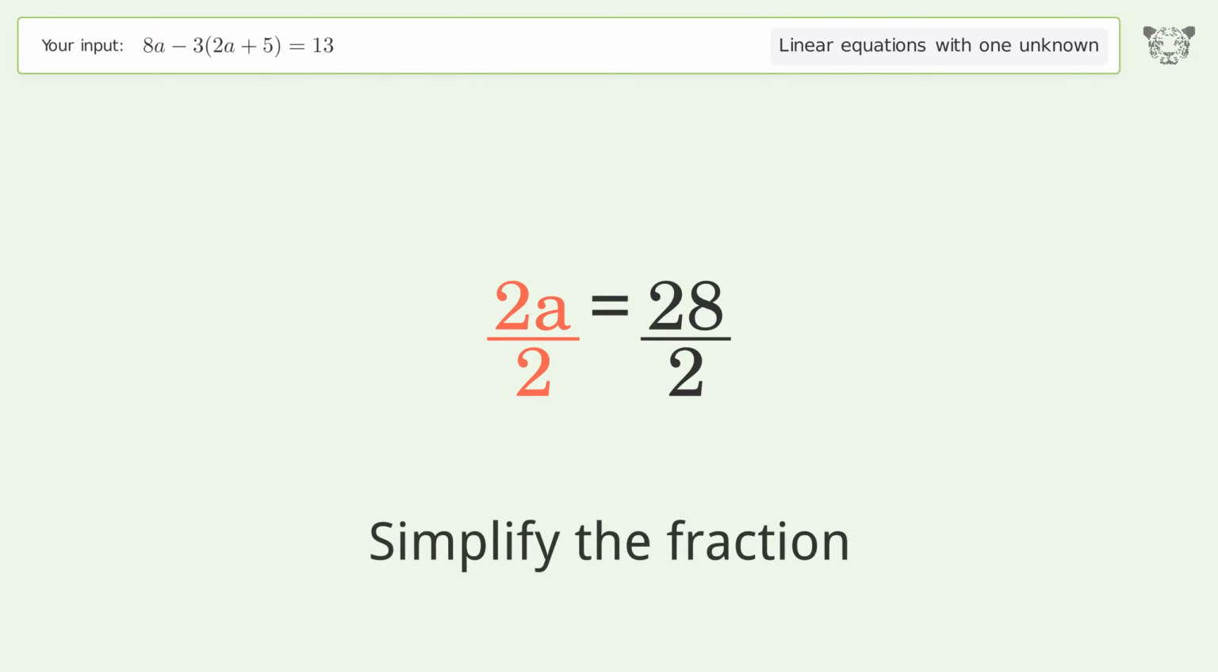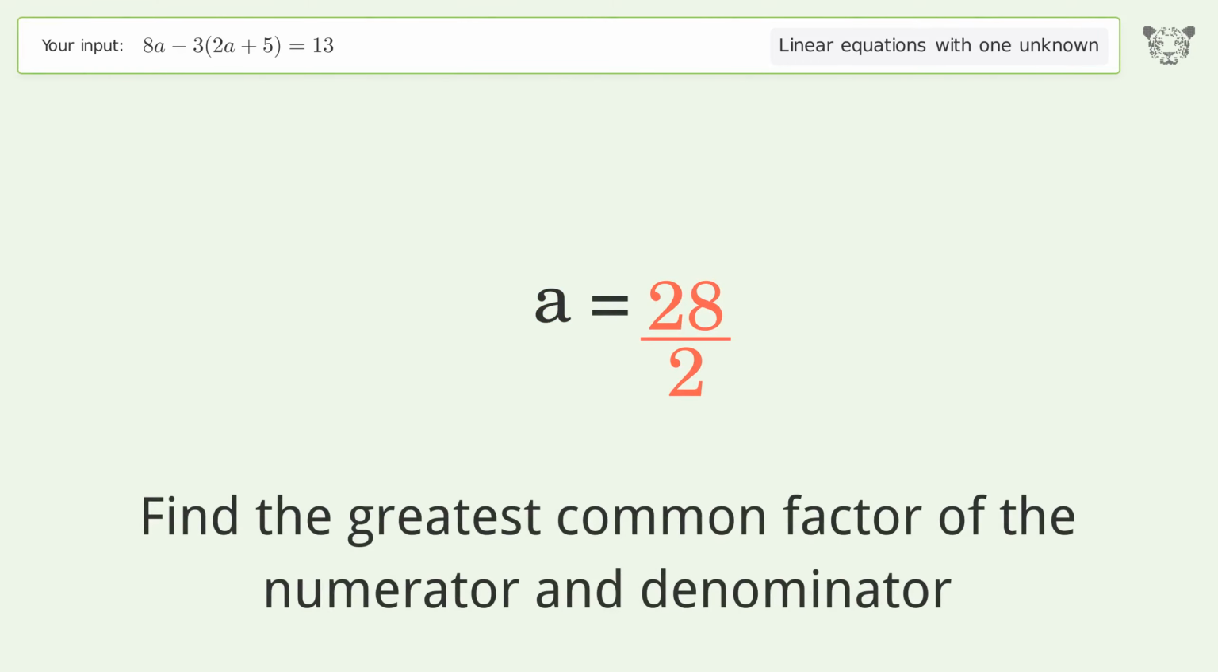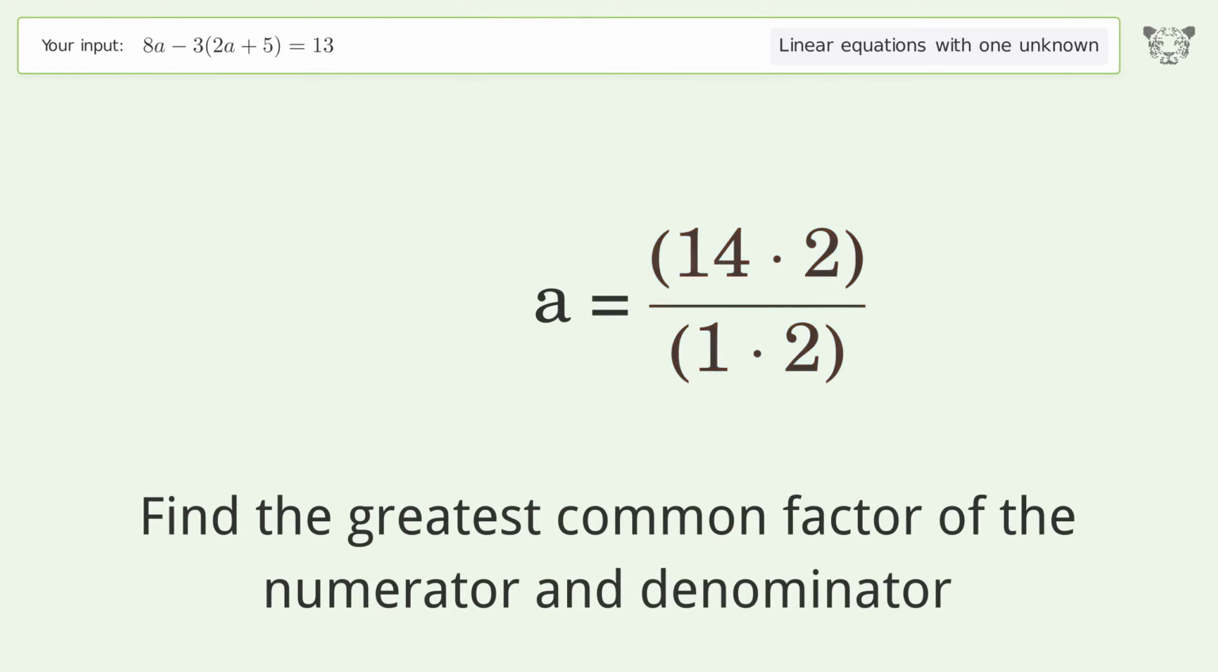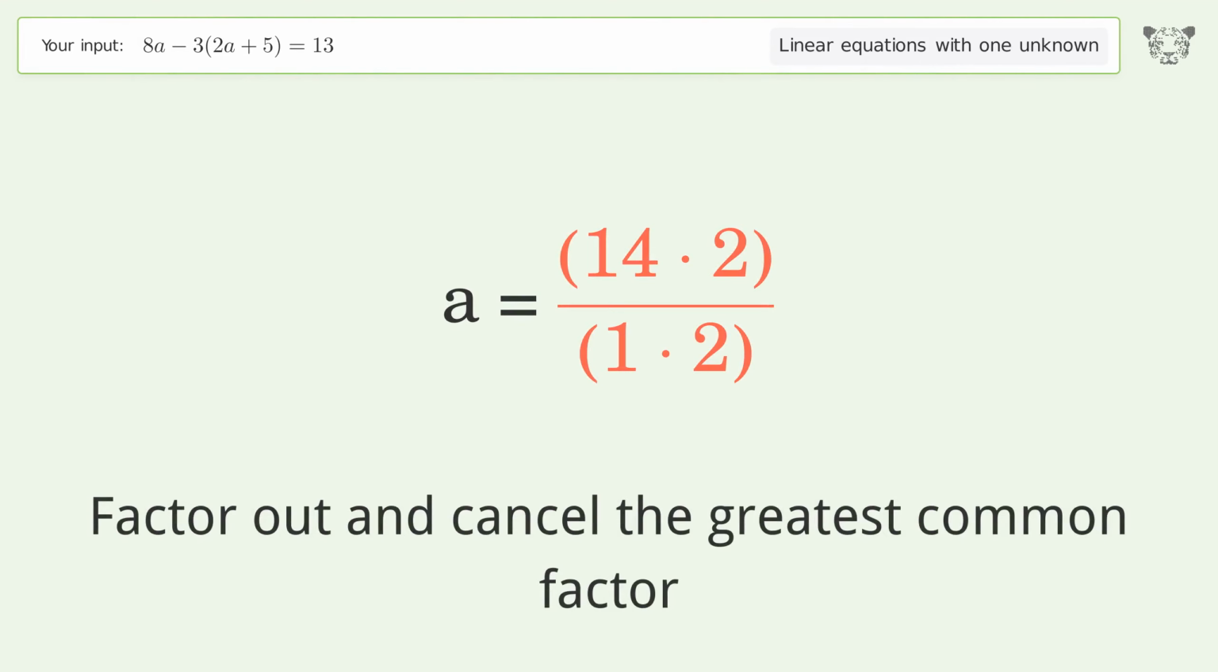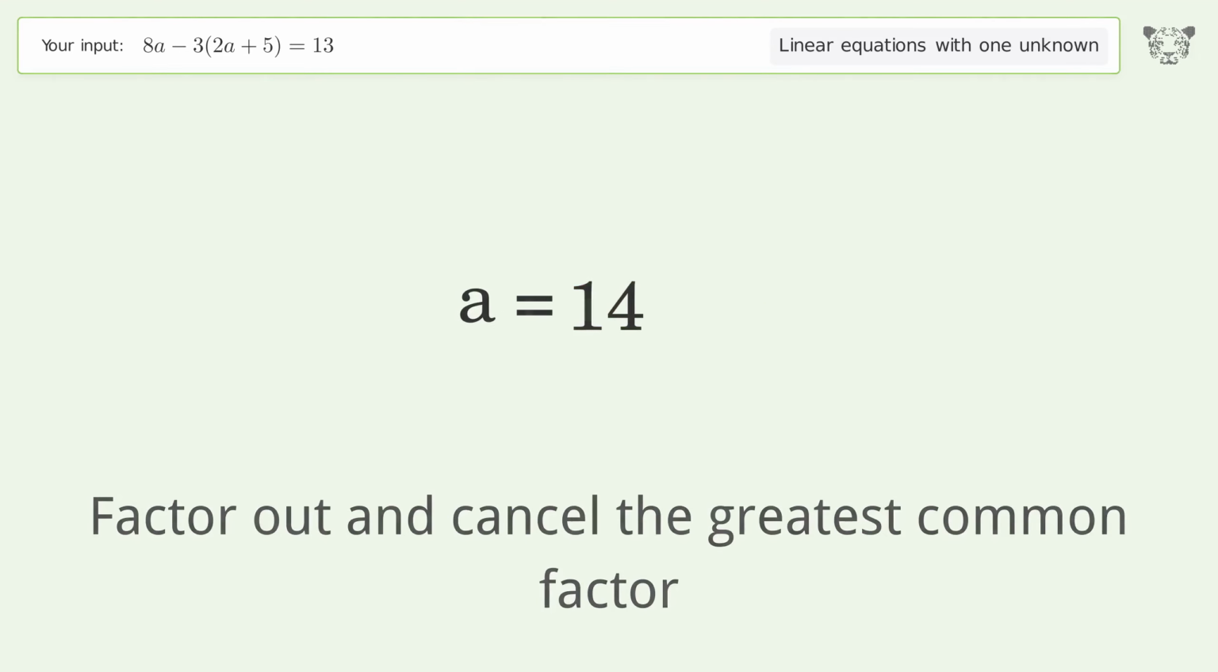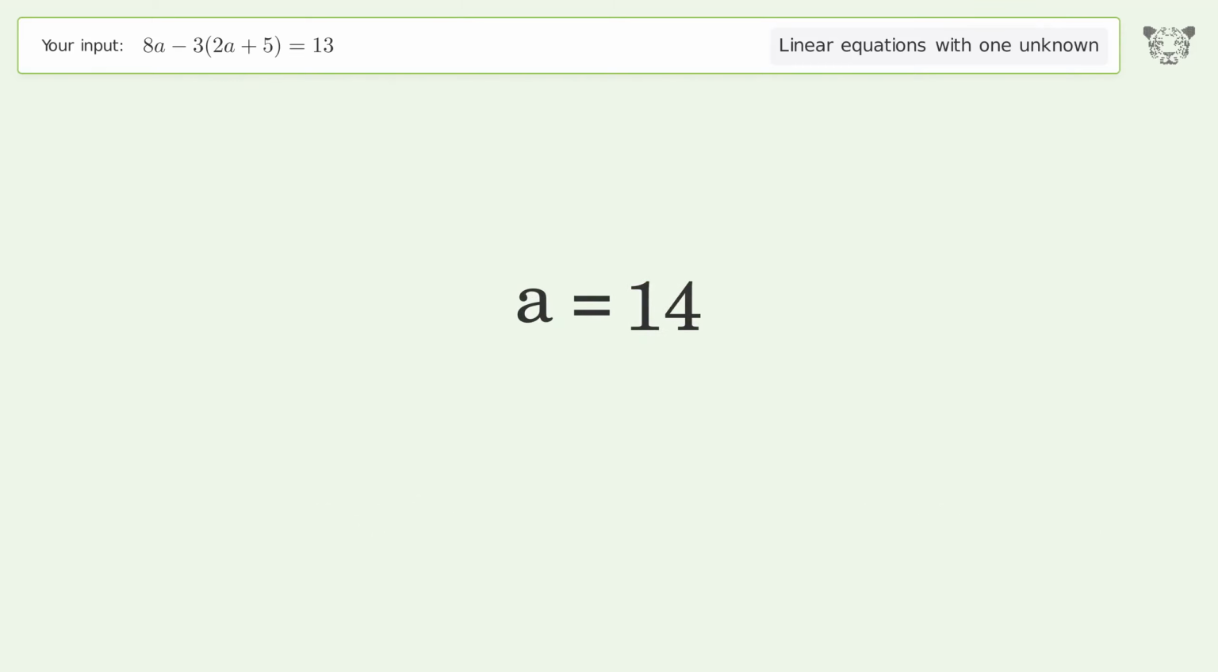Simplify the fraction. Find the greatest common factor of the numerator and denominator. Factor out and cancel the greatest common factor. And so the final result is a equals 14.